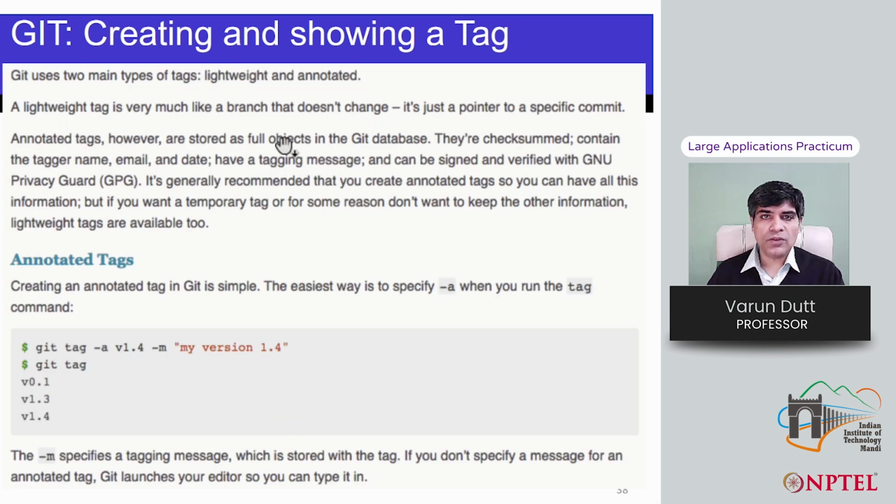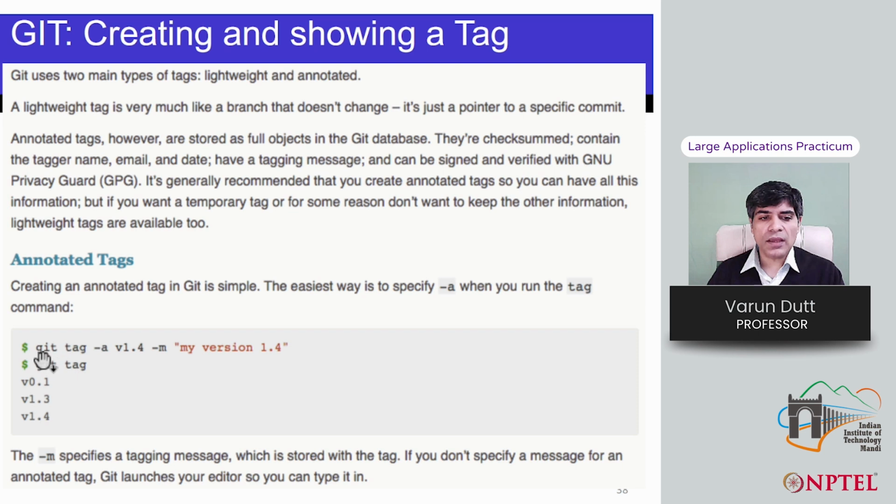Now there is also another way of creating tags for your repository. There are two types of tags, lightweight and annotated tags. Annotated tags are checksummed and have more information around them. Lightweight tags are very much like a branch that doesn't change. It's just like a pointer to a commit.